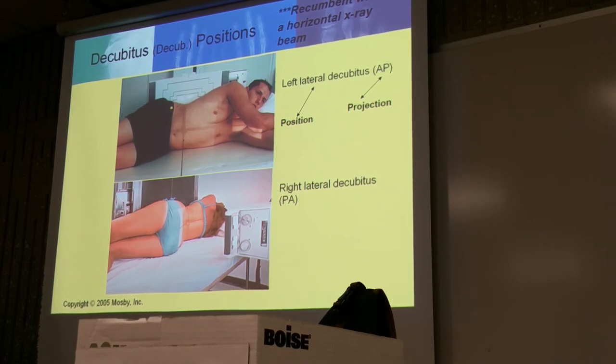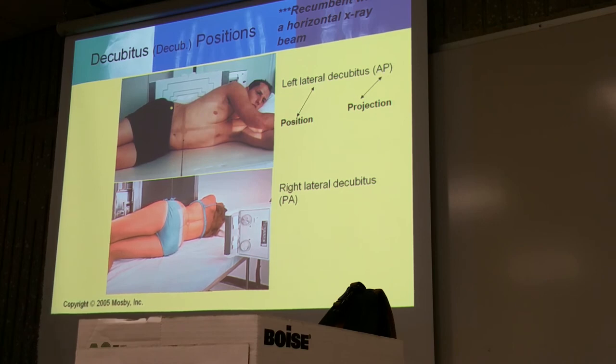Yes? Would you repeat that part about it, if you're taking an image and the patient is supine, then what would that be? Oh, it's just a supine position. Let's just say they were on their back. It's just a supine position, and that's it. And if they're on their back, it's an AP projection.